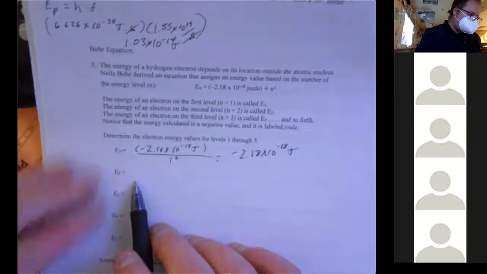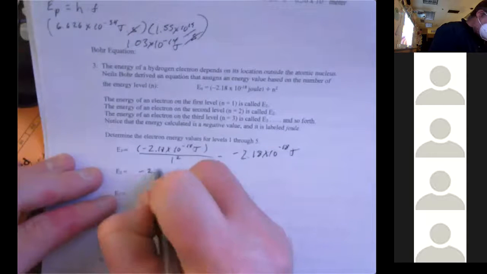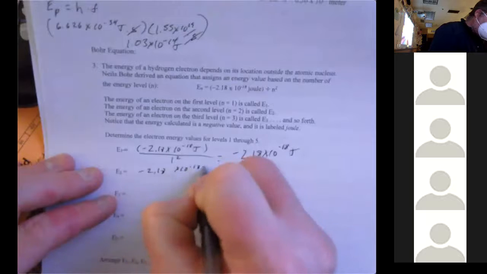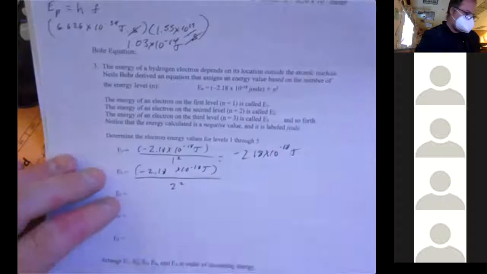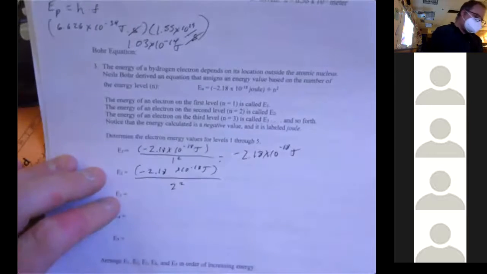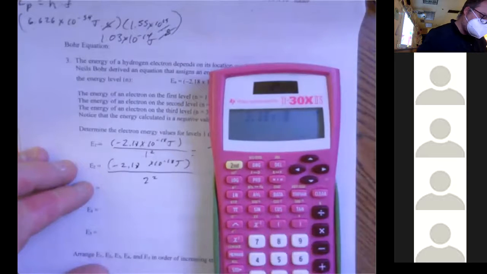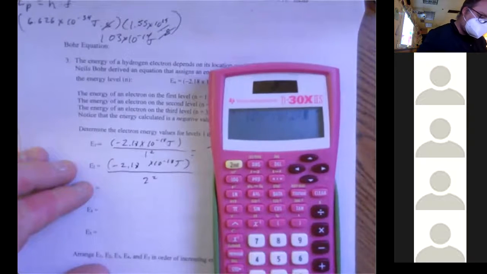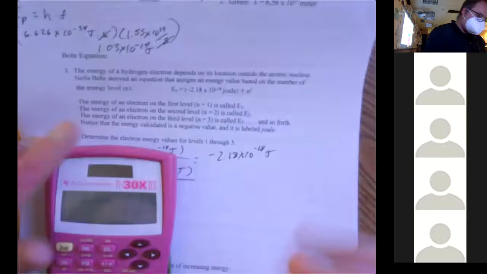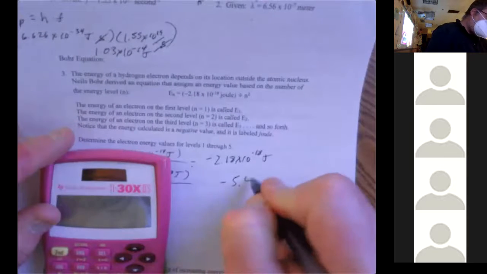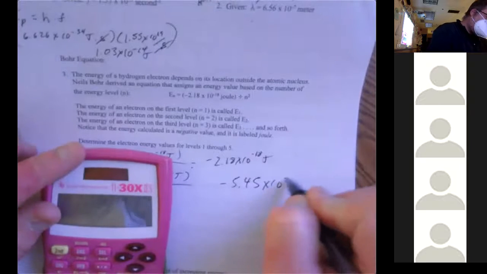E sub 2, n equals 2: negative 2.18 times 10 to the negative 18th joules, and we're going to take that divided by 2 squared. 2 squared is 4. We get negative 5.45 times 10 to the negative 19th. I'm sorry, 5.45, not 4.45. I can't read. 5.45 times 10 to the negative 19.